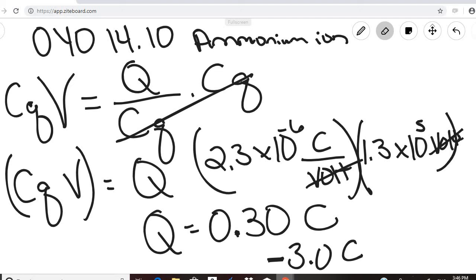Okay, so we will stop there. That covers the second part of module 14, and in a separate recording I will do the practice problems that go along with this module.